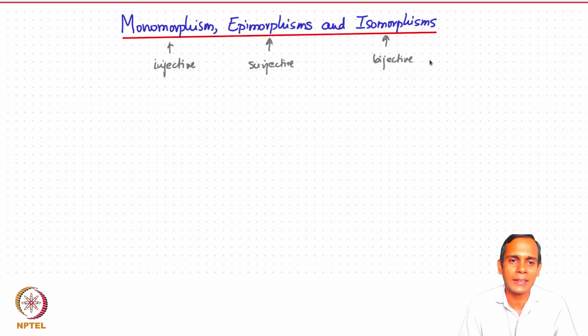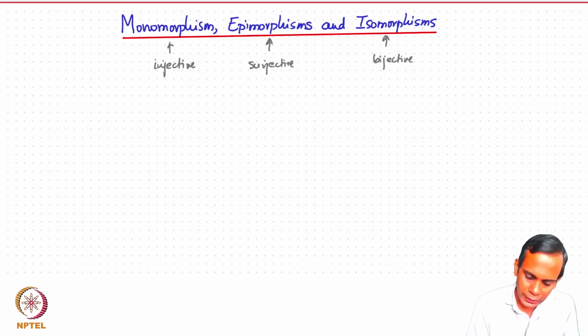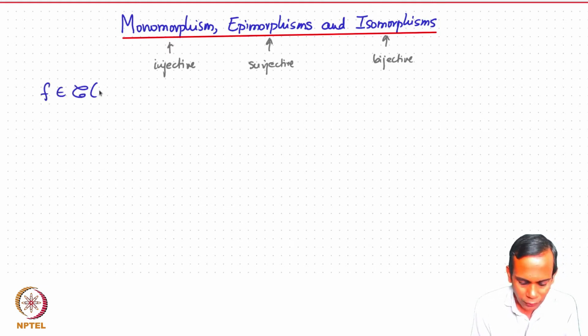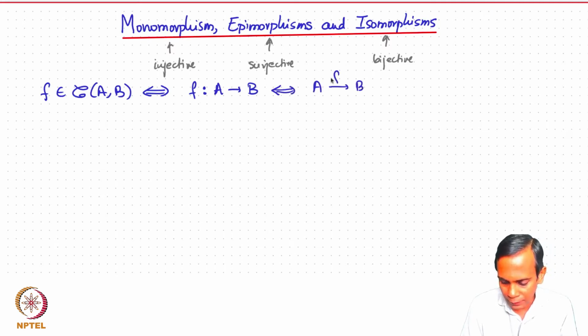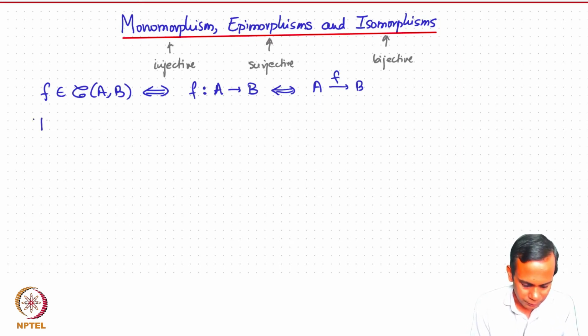But that's only for the category of sets. In general, these have very specific meanings. So let's move on to the definitions. One bit of notation: if I have f, an arrow in the category C from A to B, I will also use the notation f colon A to B, as if f were really a function from the set A to the set B, and I will also use the notation A to B, f is an arrow from A to B. In these two notations, the category C is not mentioned, it should be implicit. Okay, so now on to the definition of a monomorphism.